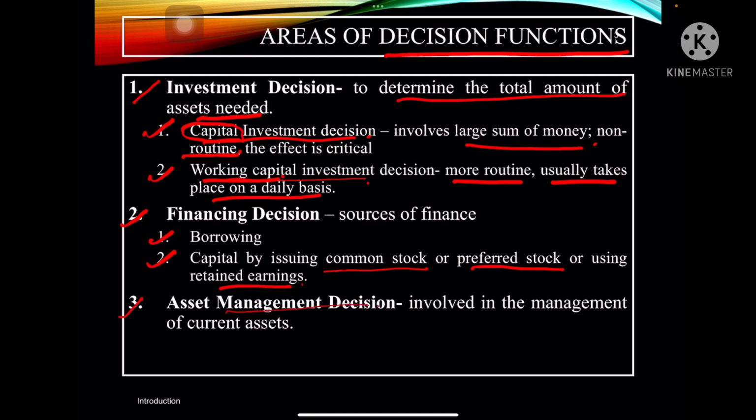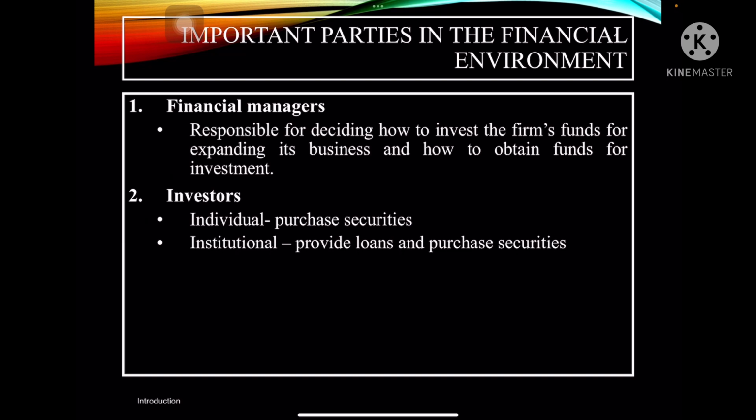Number three is the asset management decision, all right? This involves the management of current assets. So what is related to current assets? We have the inventory of stock, and then we have accounts receivable and so on, right? These are the decisions that relate to asset management.